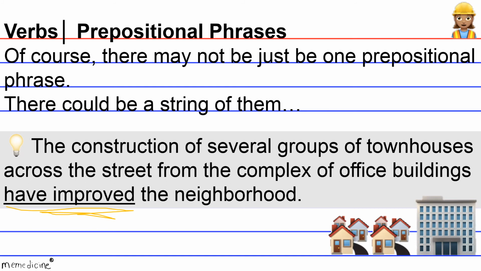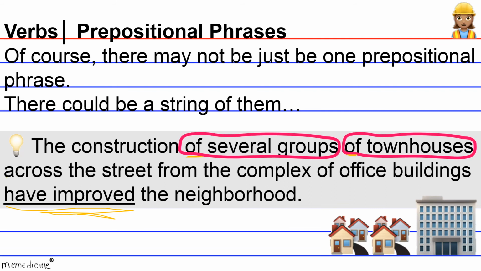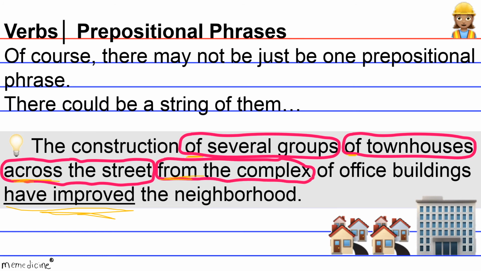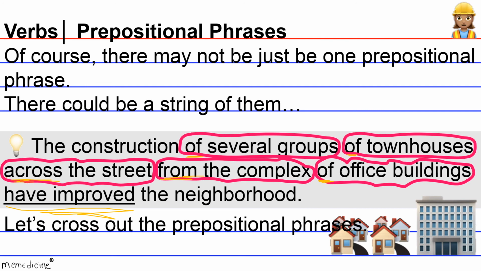The first preposition that we see is of. Again, it's the most common one that you'll encounter on the ACT. Therefore, our first prepositional phrase is "of several groups." Our second prepositional phrase is going to be "of townhouses," led by the preposition of. Our next preposition is across. Therefore, our third prepositional phrase is "across the street." Our fourth preposition is from. Therefore, our fourth prepositional phrase is "from the complex." And finally, our last preposition is of again. Therefore, our last prepositional phrase is "of office buildings." All right, now that we've identified our prepositional phrases, let's go ahead and cross them out.